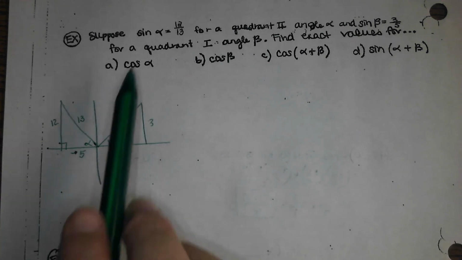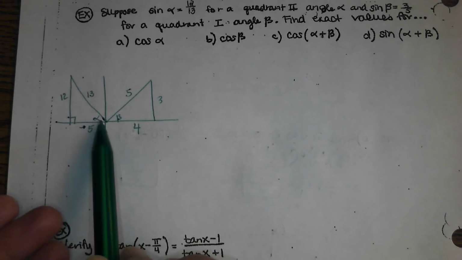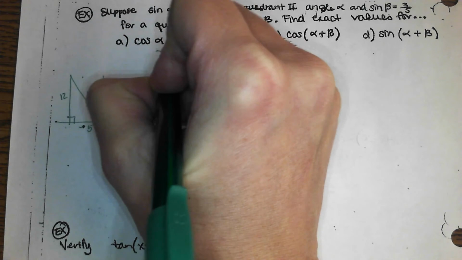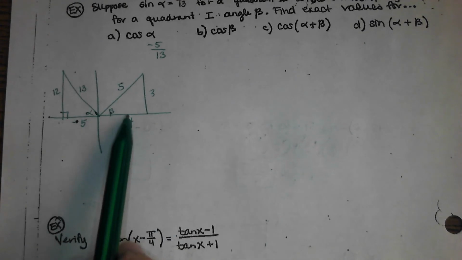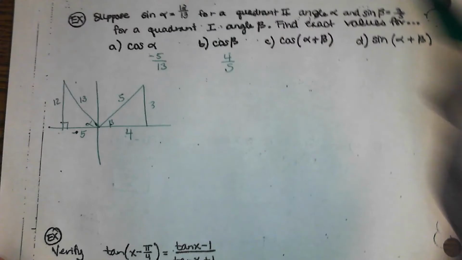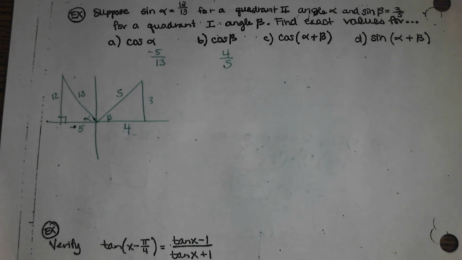And then part A and part B are definitely review. Cosine of alpha, just go to your alpha triangle, adjacent over hypotenuse. For the cosine of beta, just go to your beta triangle, adjacent over hypotenuse. And this is why I said label that side with a negative 5, so you don't have to think about anything moving forward. Your signs will just take care of themselves.